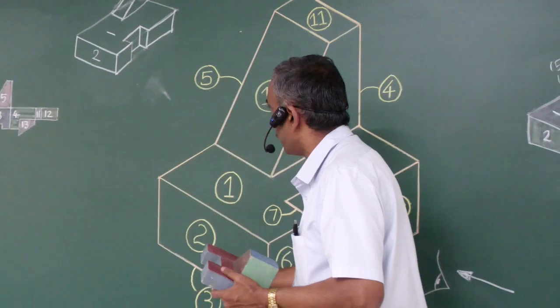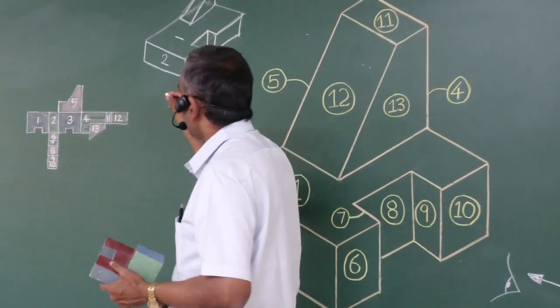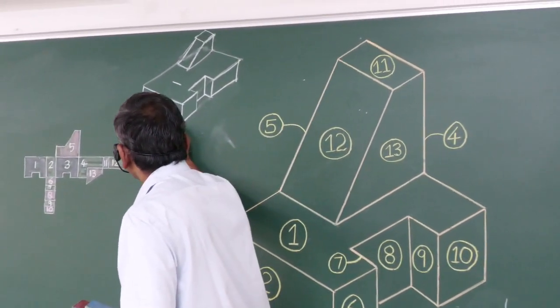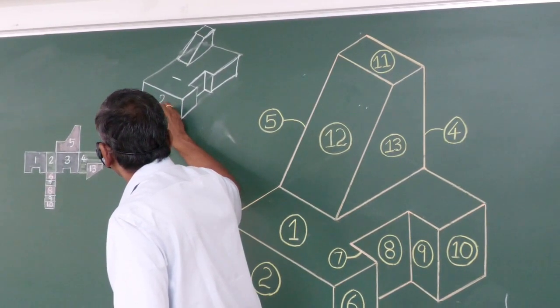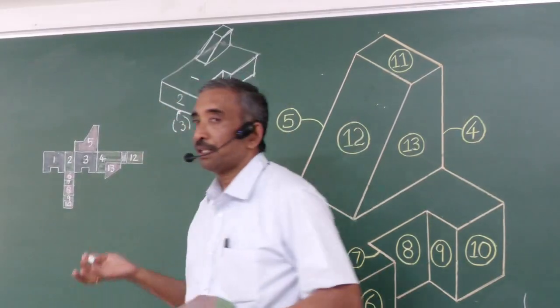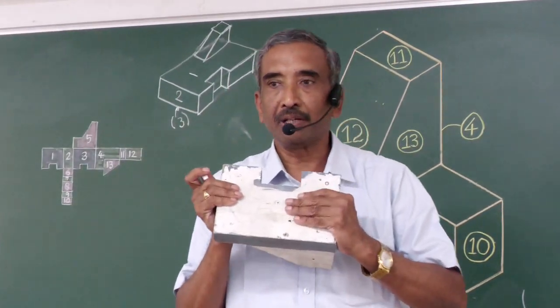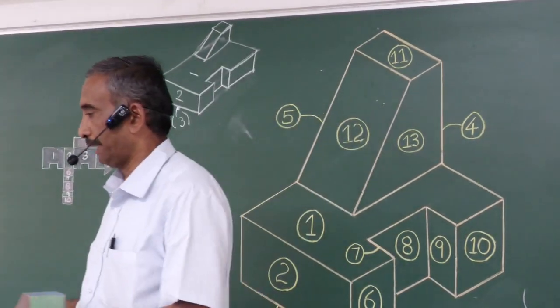In this model, I cannot write. So what I do is, I call this face 3, which corresponds to the bottom side of this object. This is face 3.